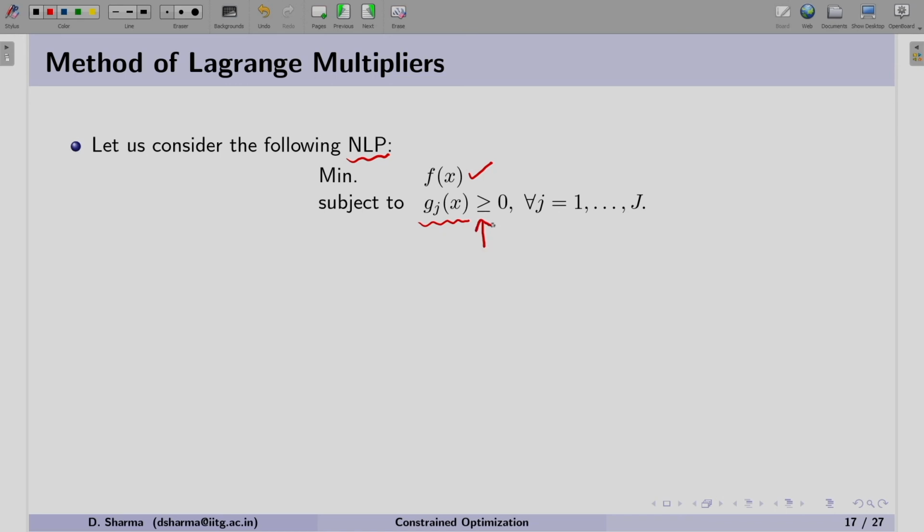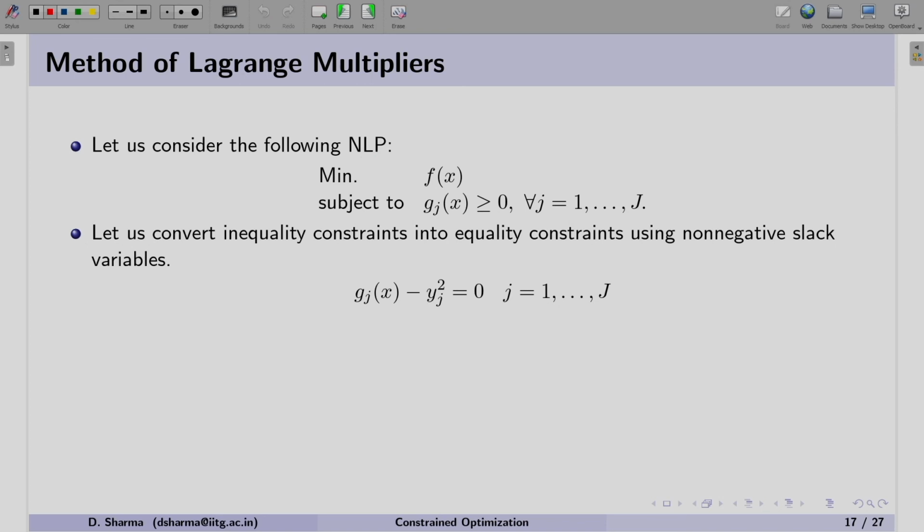So, this particular sign, greater than or equal to 0, makes it an inequality constraint, and we can have various kinds of constraints as well. Here, let us convert this inequality constraint into an equality constraint. For this conversion we need slack variables. We are going to use non-negative slack variables. The concept of a slack variable can also be understood from the linear programming problem. In that case, the inequality constraints are generally changed into equality constraints with the help of slack variables.